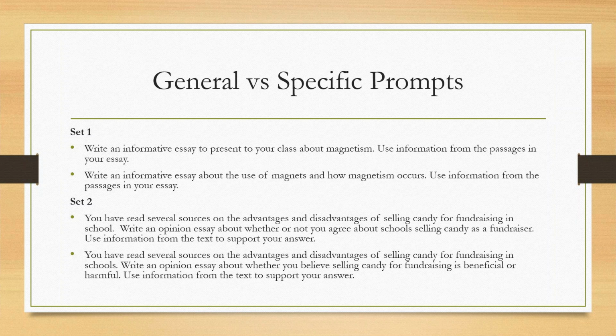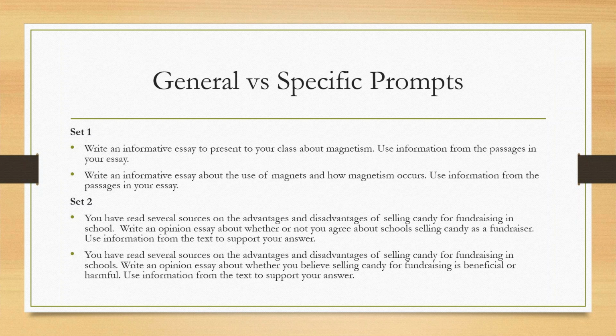Now let's look at the second prompt in set number 1. This is a very specific prompt. This says, write an informative essay about the use of magnets and how magnetism occurs. So this narrows down the focus of the student's essay considerably. They can only talk about how magnets are used and how magnetism works. They cannot talk about the evolution of magnetism. They can't discuss who invented magnetism. Any of that type of information would be considered off topic for this second prompt.